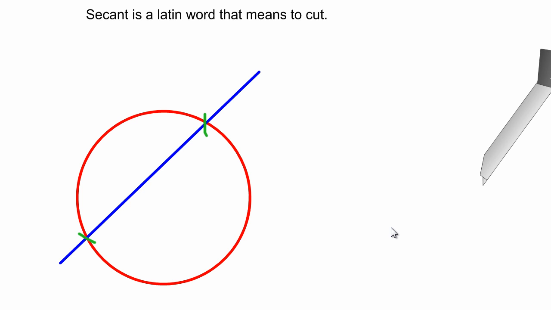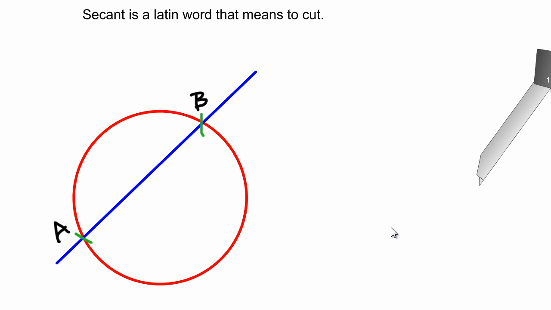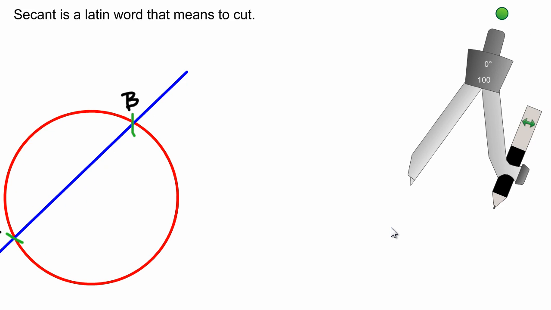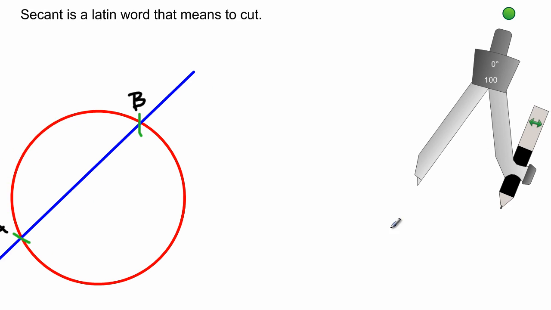Now let's give names to the points. Let's say that's A and that is B. What has happened here is that this line segment AB is called a secant, because it cuts the curve twice. It passes through the circle.